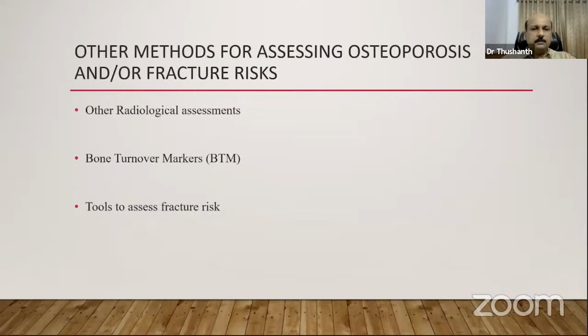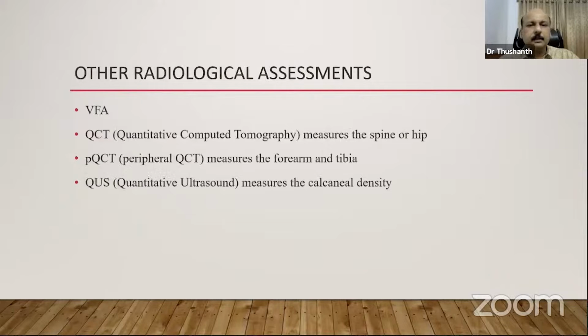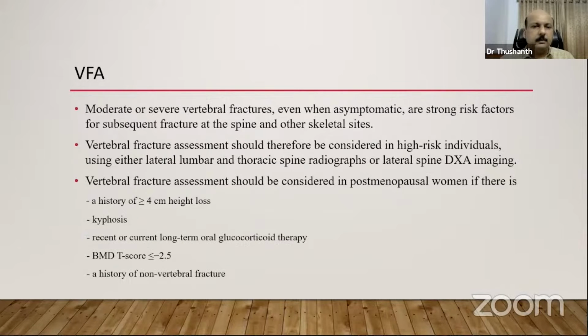So what are the other methods for assessing osteoporosis and fracture risk? There are other radiological assessment methods also. Then there are bone turnover markers. Then there are tools to assess the fracture risk. Other radiological assessments include vertebral fracture assessment. Then we have quantitative CT, peripheral quantitative CT, quantitative ultrasound. All these other measures are available.